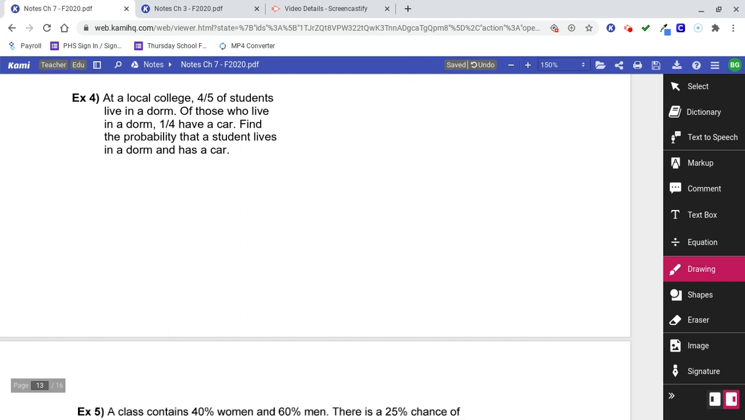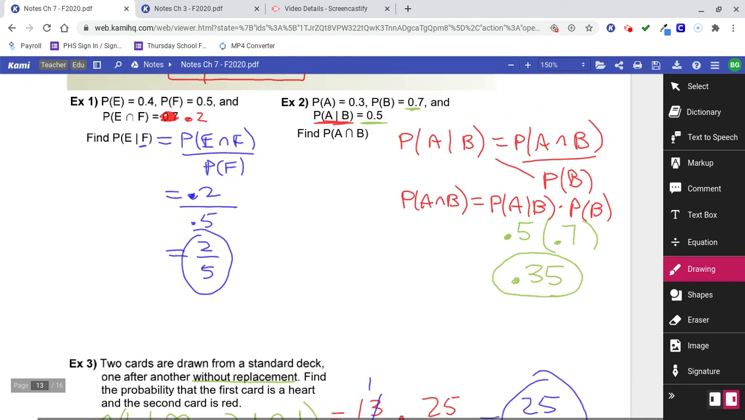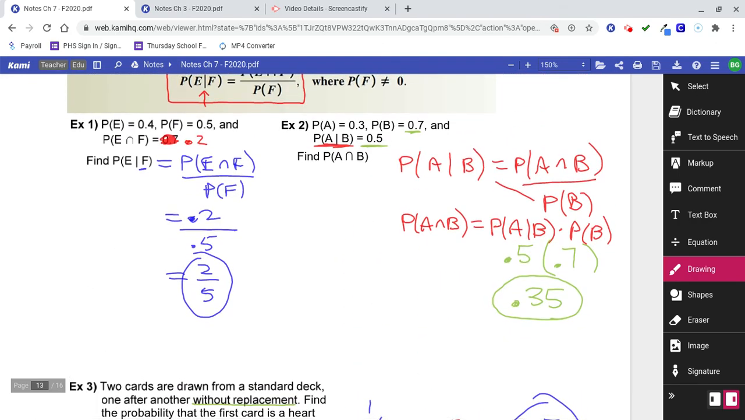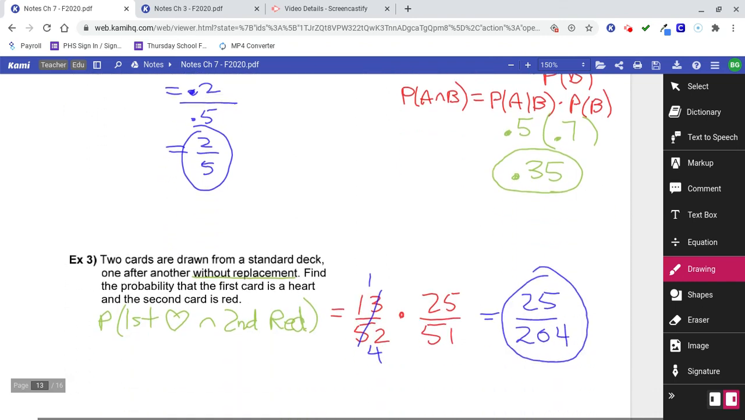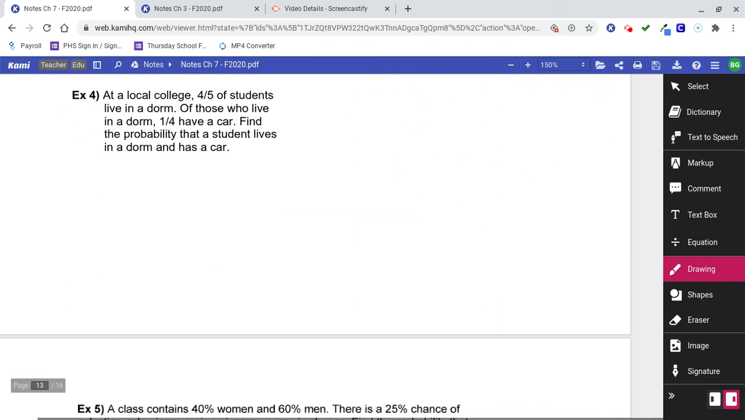Number 4, at a local college, 4/5 of students live in a dorm. Of those who live in a dorm, 1/4 have a car. Find the probability that a student lives in a dorm and has a car. Now, I know students struggle with story problems. I think your goal should be try to make it look like it's not a story problem. So what I'm going to do is I'm going to take all of the information out of that problem and just write it down so that it looks like one of these problems, 1 and 2. These are pretty easy because you just use the formula. I want to do the same thing with this.